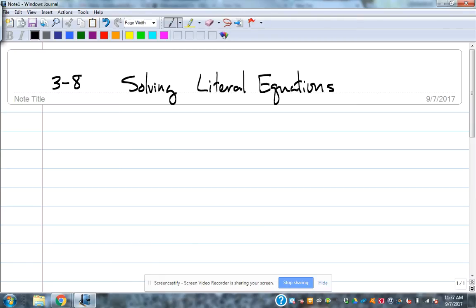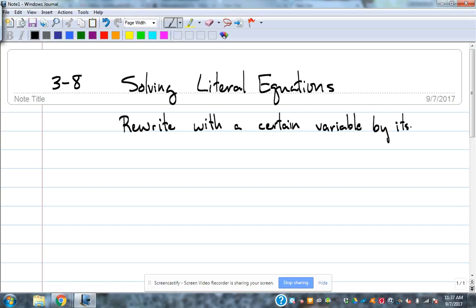All right. So solving literal equations basically is just rewriting equations in a different order. So we're going to rewrite an equation with a certain variable by itself. We're going to use the same inverse operations to solve these as we've done all those other equations.